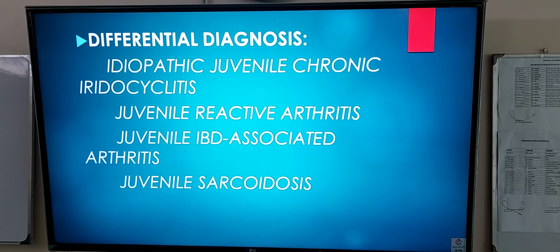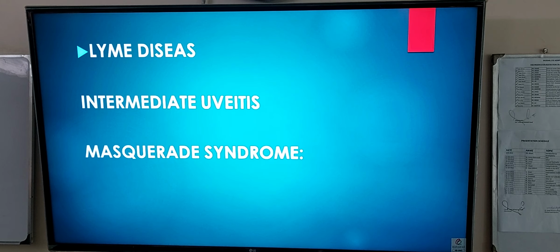Differential diagnoses include idiopathic juvenile chronic arthritis, in which only the eyes are involved, so there is no systemic involvement, juvenile reactive arthritis, juvenile inflammatory bowel disease associated arthritis, juvenile sarcoidosis, Lyme disease, intermediate uveitis, and masquerade syndrome, such as retinoblastoma causing the uveitis.